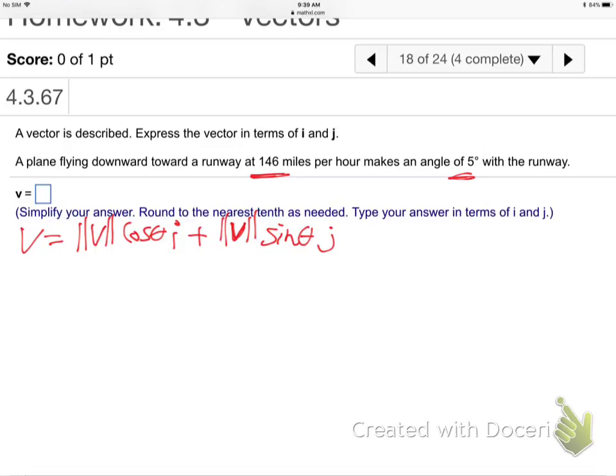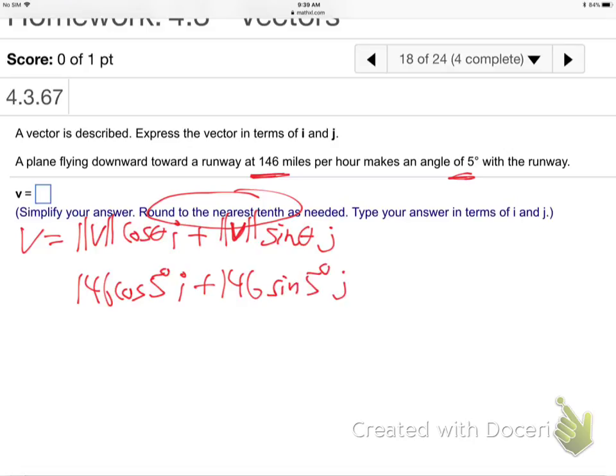This time, 5 degrees is not one of those we have on the unit circle. It's not one of our memorized values, so just use your calculator. Also, they say round to the nearest tenth, which also means you're going to use your calculator. So we're just going to go 146 cosine of 5 degrees I, 146 sine of 5 degrees j. Make sense? Hit the buttons on your calculator. Make sure you're in degree mode.